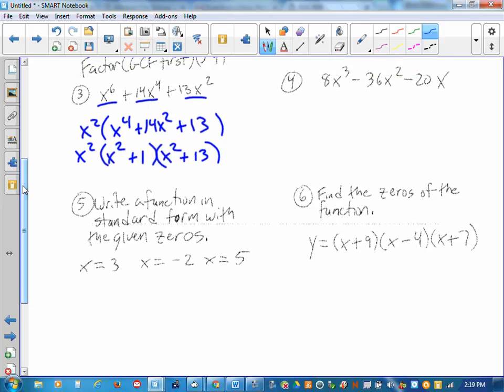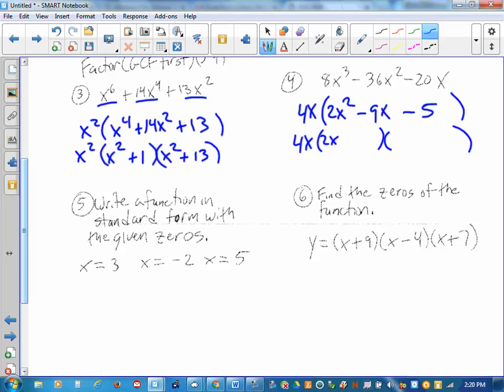The next one, take out the common factor. This time there's a number in common. 2 is definitely in common, but that's not the greatest. We're going to take out the largest factor, and that would be 4, and also an x. So everything gets divided by 4x. 8 divided by 4 is 2, so it would be 2x squared, 9x, and 5.